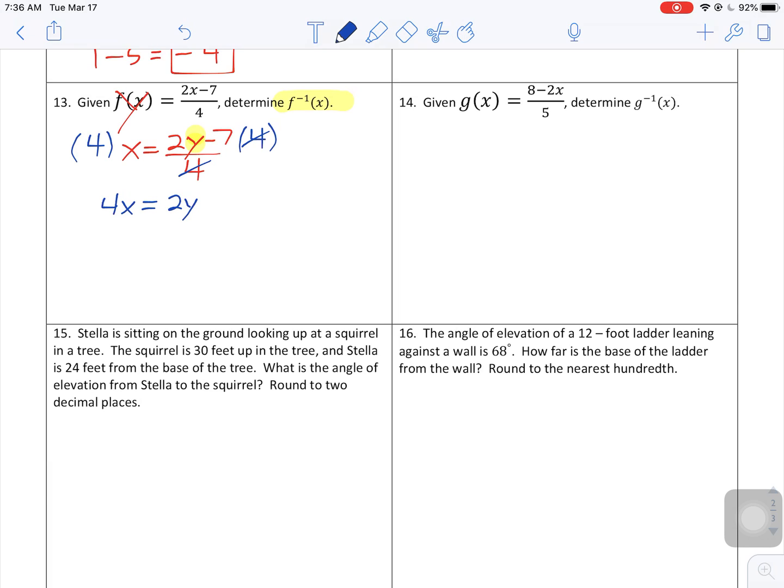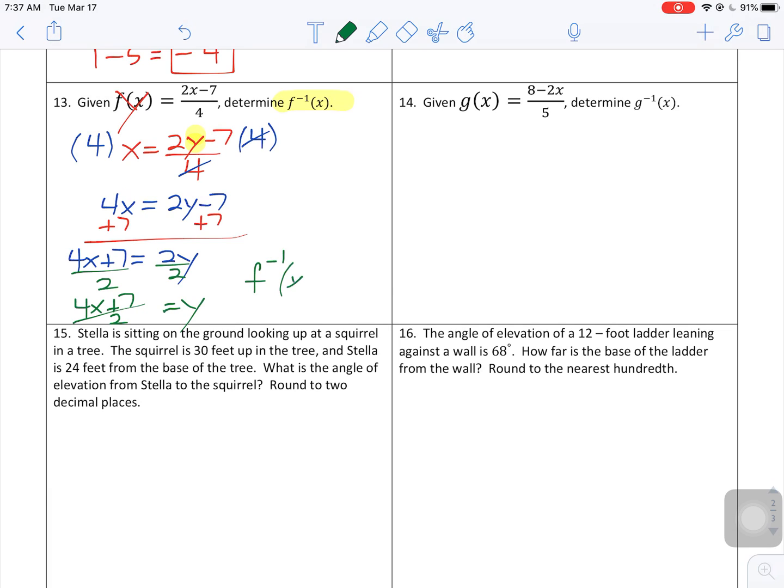So I have 2y minus 7. Again, I'm trying to get y all by itself. So I'm going to add 7 to both sides. Notice the 4x and 7 are not like terms. So I'm just going to leave it like that, 4x plus 7. I just leave it separate. Then to undo multiplication, I'm going to divide by 2 on both sides. At the very end here, just because they used the function notation and they asked us to find f inverse of x, I'm going to write my final answer as f inverse x equals, and then my answer. Go ahead and pause the video and try number 14.